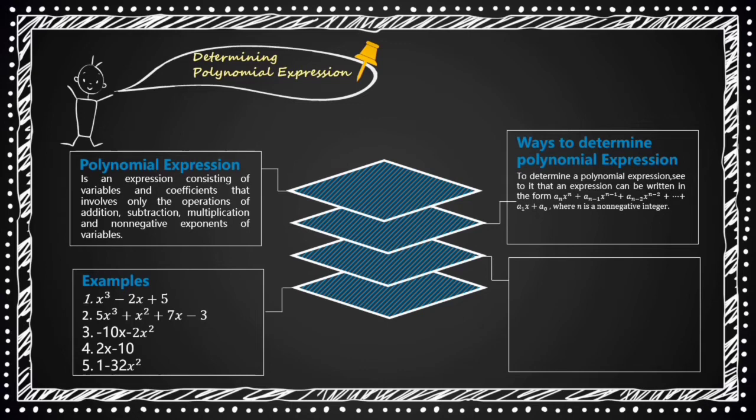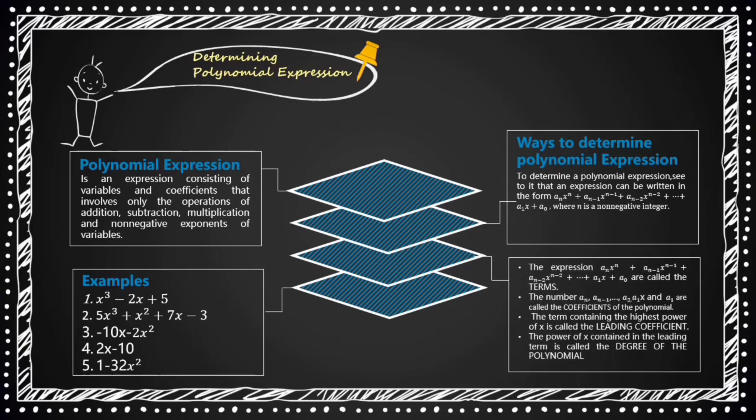Next thing we do is the expression a sub n x to the n plus a sub n minus 1 x to the n minus 1 plus a sub n minus 2 x to the n minus 2 plus so on and so forth plus a sub 1 x plus a sub 0. These are what we call the terms. And the numbers a sub n, a sub n minus 1, and so on, a sub 2, a sub 1, and a sub 0 are what we call the coefficients of the polynomial.